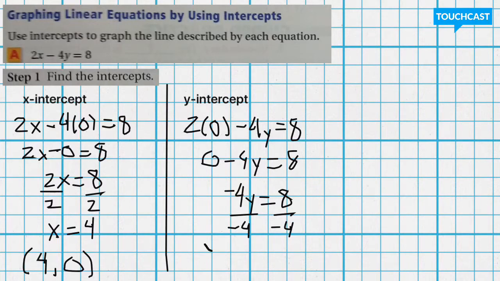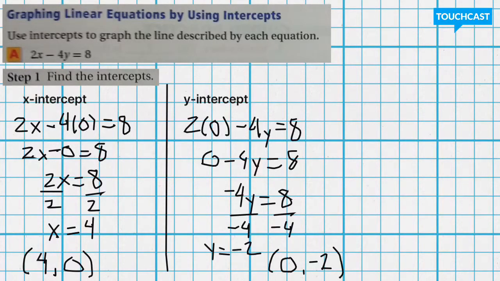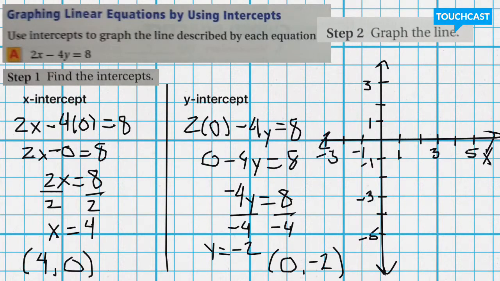So y is equal to negative 2, and our y-intercept is the point 0, negative 2. So now we can move on to step 2, graphing the line. To do that, let's start by drawing ourselves a coordinate system. On our x-axis, we're going to go by 1s, and our y-axis, we're going to also go by 1s. So now let's graph the points.